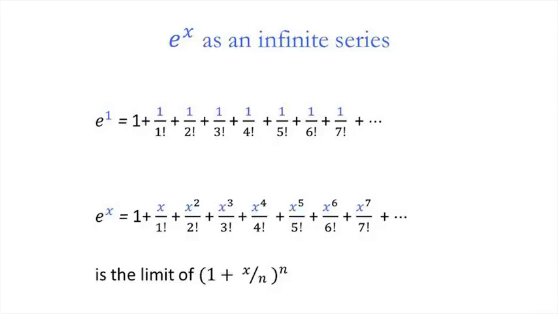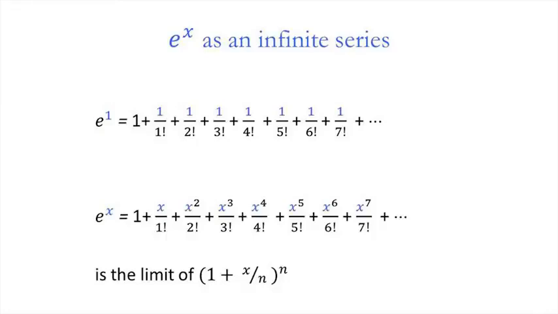Here we've got e to the 1, and I've put the ones that are going to change into x here in blue. But really, because what we're doing is we're now expanding 1 plus x over n to the n. Before we were expanding 1 plus 1 over n to the n. Now we're expanding 1 plus x over n. And if you do exactly the same thing, exactly the same arguments, letting n become large, you get the series expansion for e to the x.